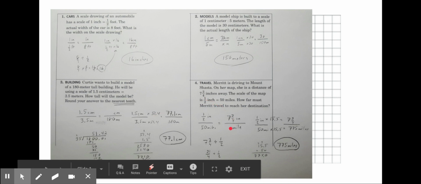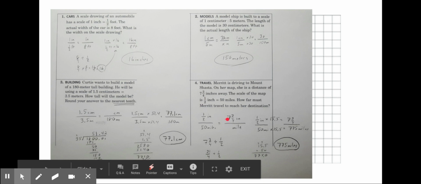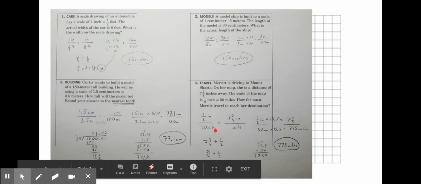Same thing over here. A lot of you did the same thing. You had your 7 3/4 divided by 1/2, and you realized that was 15.5, because if you're dealing with halves, it makes this double. So you had to multiply that 50 times 15.5. That's how you get to 775.